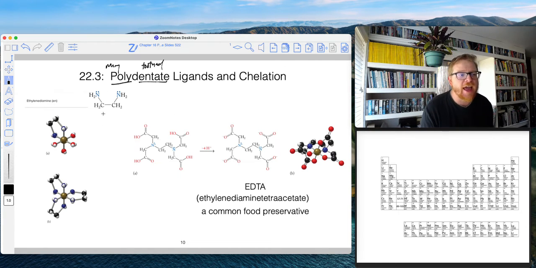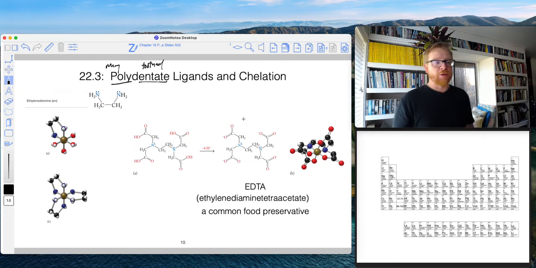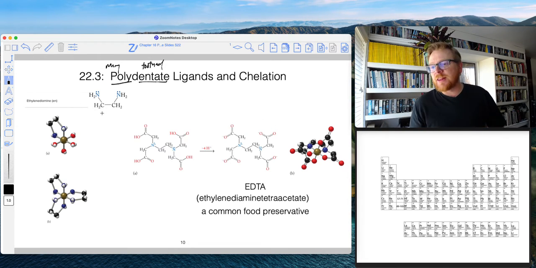So here is the ethylene diamine molecule. Again, it's ethylene. So ethyl means two carbons, and there they are. And diamine means two amines, and there they are. Okay, and you can see that each of these amine ligands has a lone pair to give. And so because there's two lone pairs in this one ligand, that makes it a bidentate ligand. So bi meaning two.